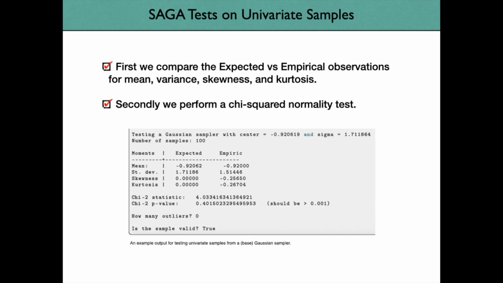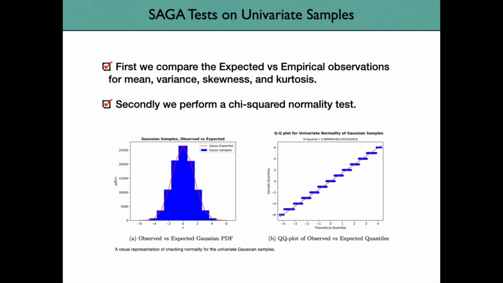So for the base univariate Gaussian samplers, we provide a simple set of tests which look at the data's first 4 moments, checking the empirical mean, variance, skewness, and kurtosis. And then we compute the chi-square test to further ensure normality. And visually, we can also see this by plotting the expected and empirical distributions, as well as looking at stuff like QQ plots and R-squared values.